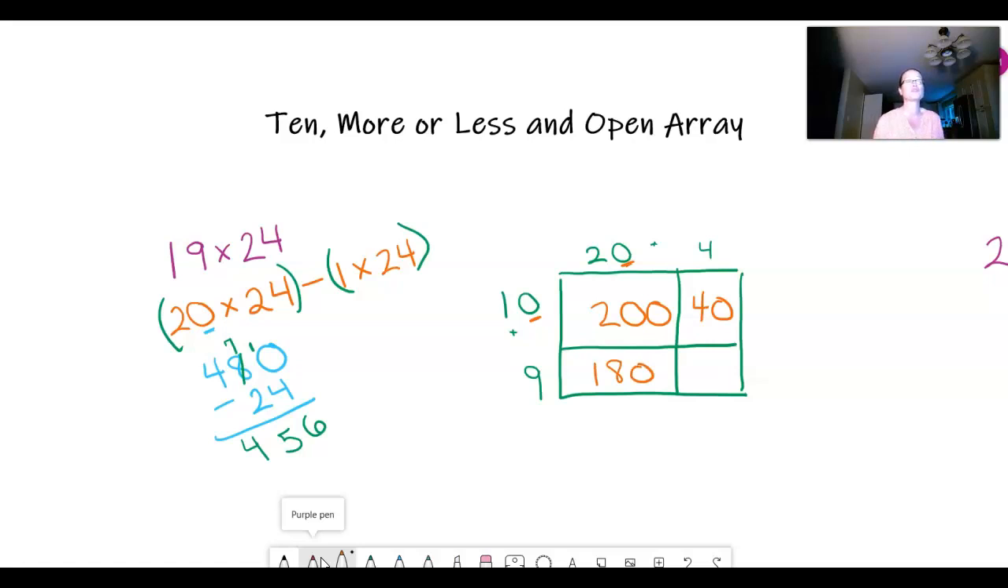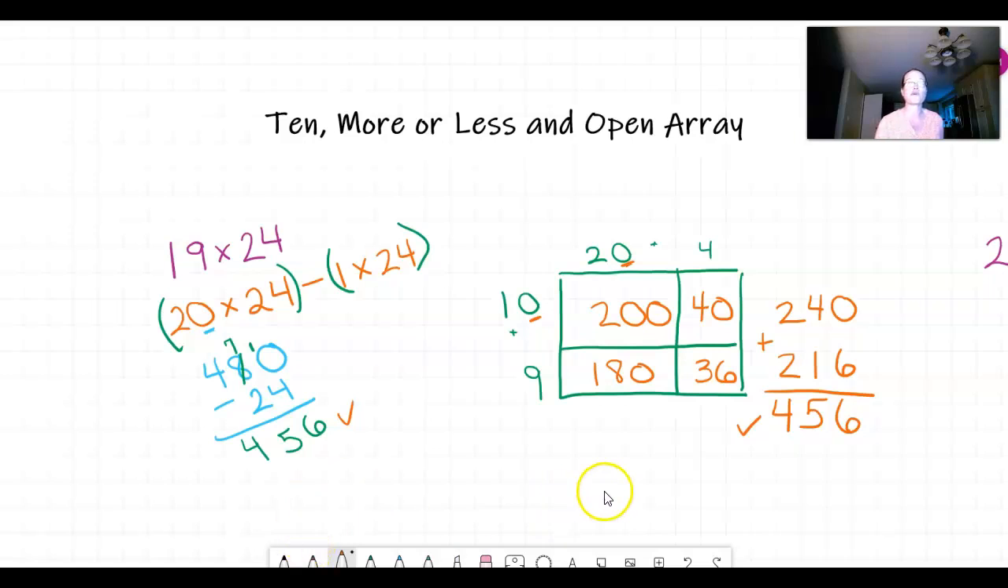And then 4 times 9, which is probably the hardest part of this entire problem. And that's just 36, right? Or 40 minus 4 gives you 36. Now I'm going to go across and add these together because remember, I want the total area of it. And then I have 180 plus 36. So 6 plus 0 is 6. 3 plus 8 is 11. Carry the 1, and then I have a 2. I'm going to add these together, and guess what? We got them right. Okay, good job.